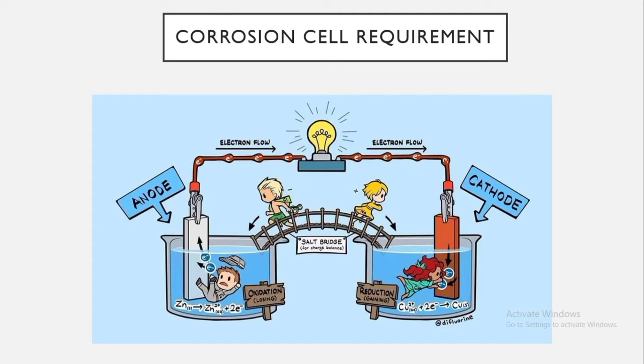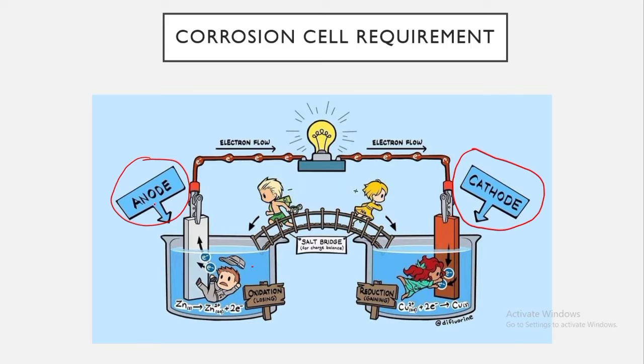So for corrosion to take place, we need all these things. First, current flow, that is the ions, in the electrolyte. This is the electrolyte, and this is zinc and copper. In the electrolyte, the anions, which are negatively charged, move towards the anode, and the cations, which are positively charged, move towards the cathode. The salt bridge serves as what? Charge balance. So this is how it goes.